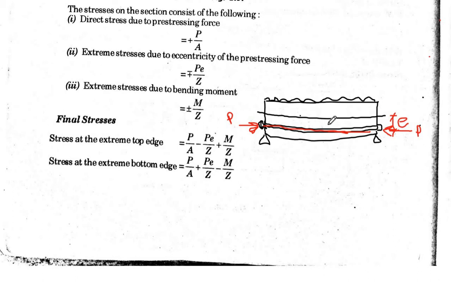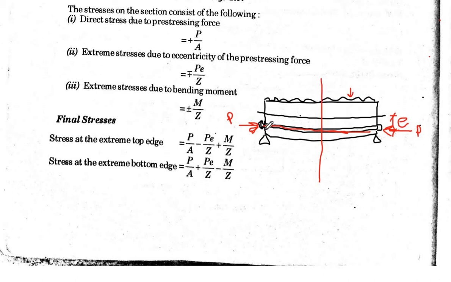Now due to this eccentricity, there will be three types of stresses. Earlier there were two types of stresses, when your tendon was concentric, that means on the CG, or the center of the beam. In that case, at the midspan, we had two stresses: the stress due to this pre-stressing force P, and the stress due to the bending moment due to this load. Those two were the stresses.